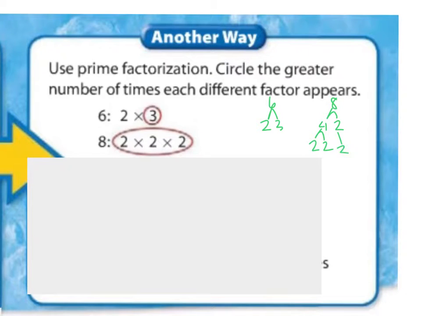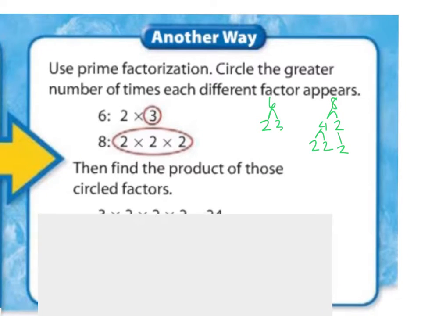2 times 2 times 2 is 8. I'm thinking, why are they circling this 3 and why are they circling this 2? Well, they circled the most in one list that 2 appears. I know that 2 appears 4 times, but they're just talking about in a specific list. 2 appears the most here, and 3, we have to circle that because there's no 3s over here.